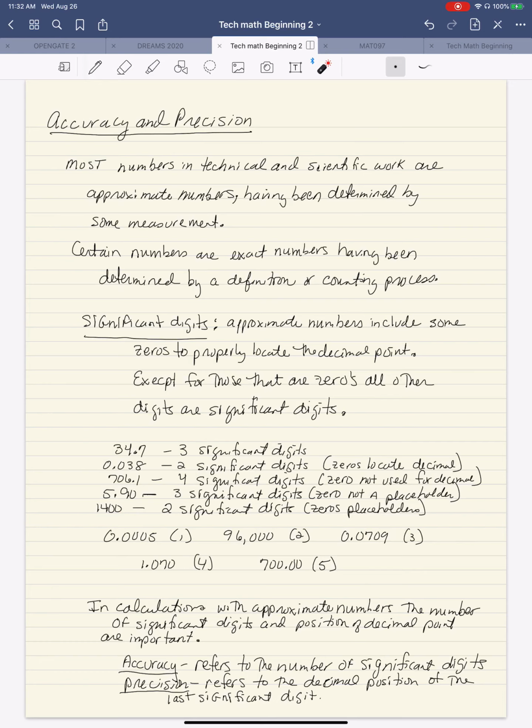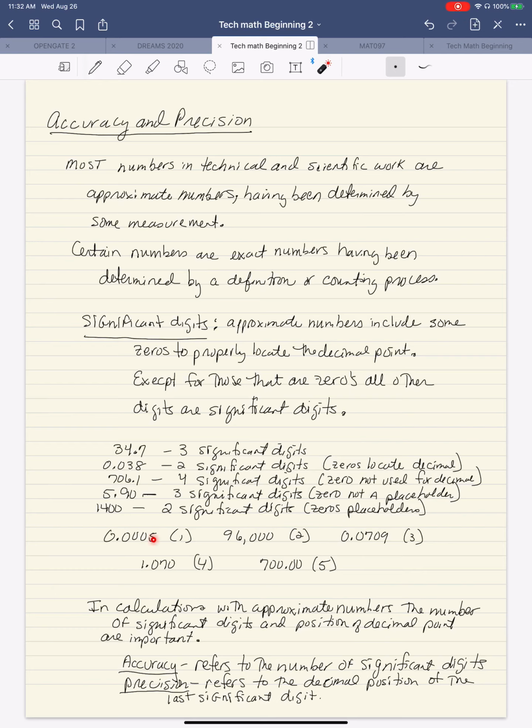1400, this is only two significant digits because the zeros are placeholders, because there's no decimal point. So you don't count these. So any zeros to the left of a non-existent decimal point are not counted. And now more examples.